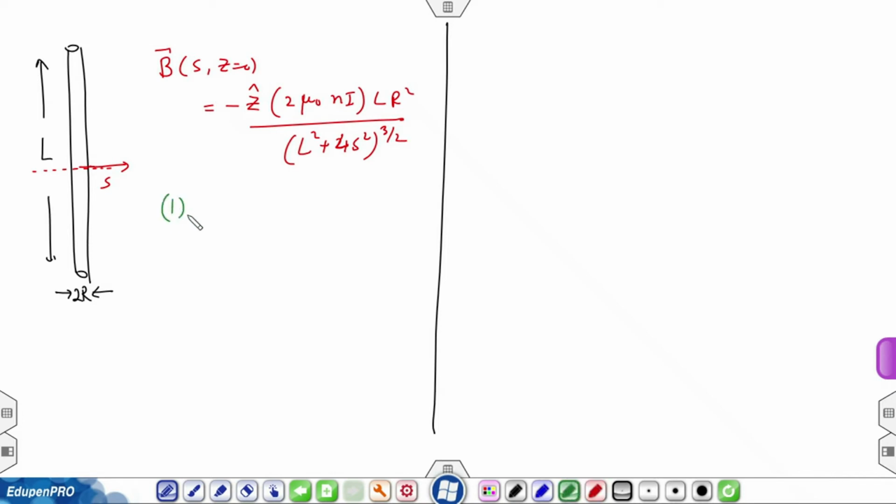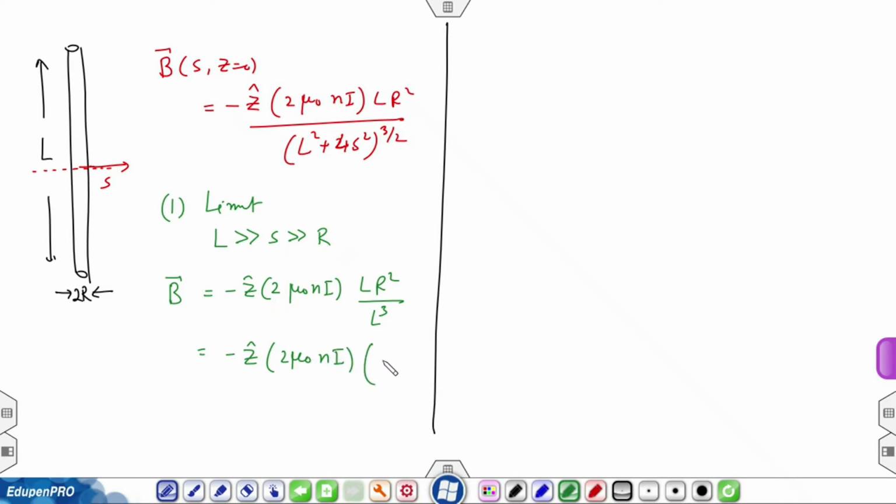Let me take the limit where L is much greater than S, which is greater than R. Then I can write this B as minus z 2 mu 0 n I L r square over L cubed. So, this goes as minus z 2 mu naught n I r over L square, which is proportional to 1 over L square. As L goes to infinity, this goes to 0, as we well know, for an infinitely long solenoid, the field outside is 0.